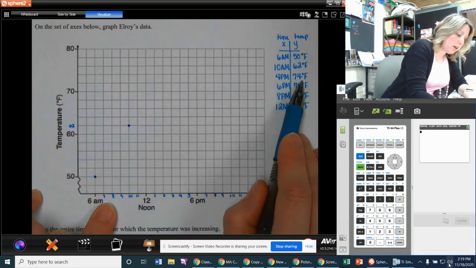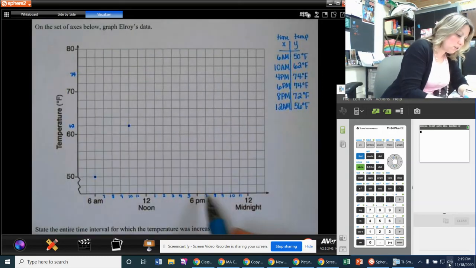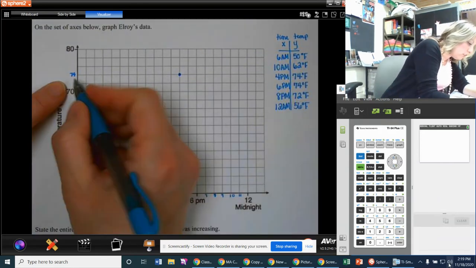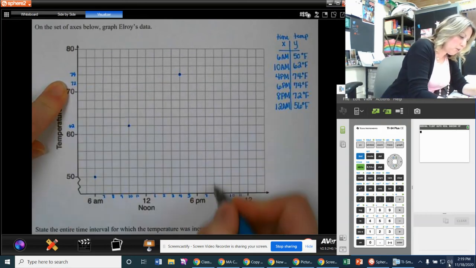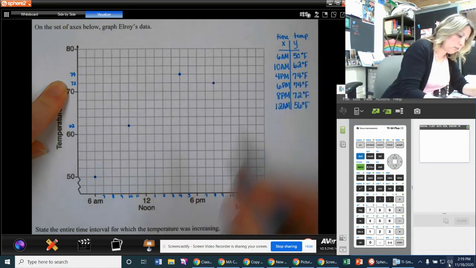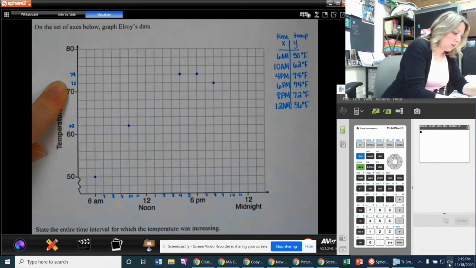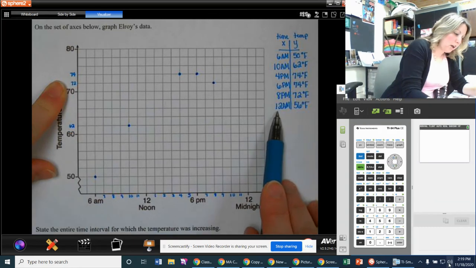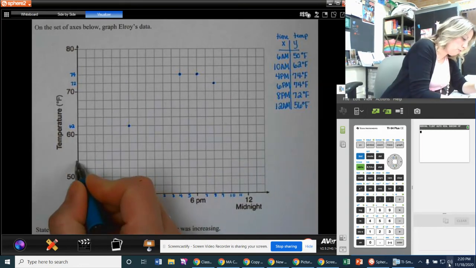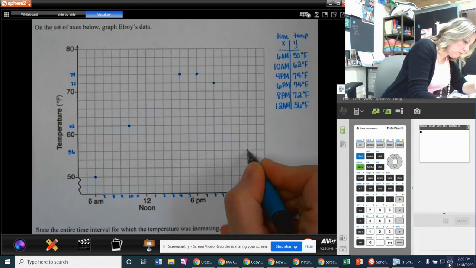Now we need to get to 4 p.m. and 74 degrees. So here's 70, 72, 74. 4 p.m., 74. 8 p.m. down to 72. So here's 72, 8 p.m. right here. Oh, what did I miss? 6 p.m. we stay at 74. Phew. Good thing I didn't miss that. Getting my points up there. And then 12 a.m., so midnight, 56 degrees. So 52, 54, 56 right here. And 12 midnight. There we are.